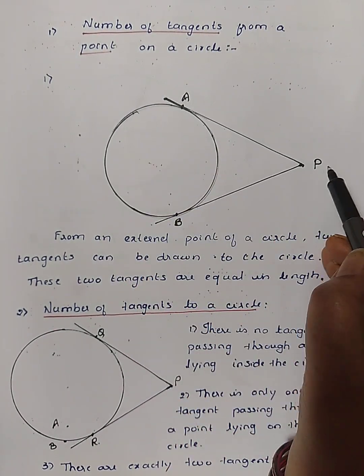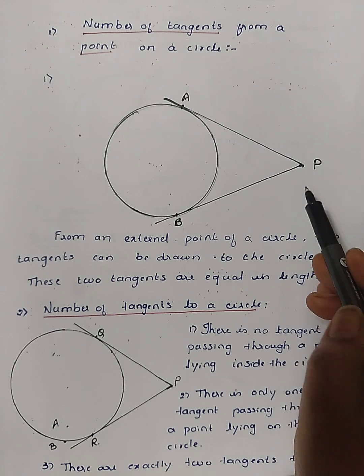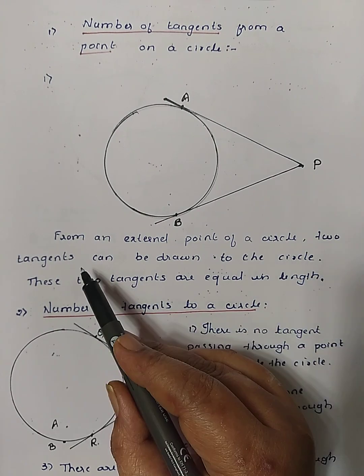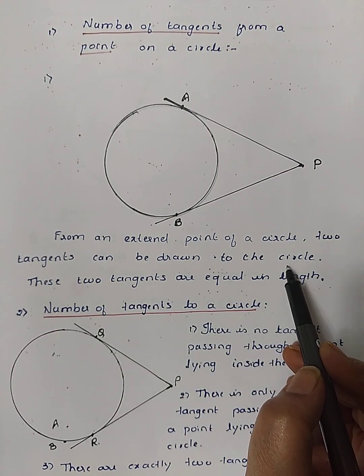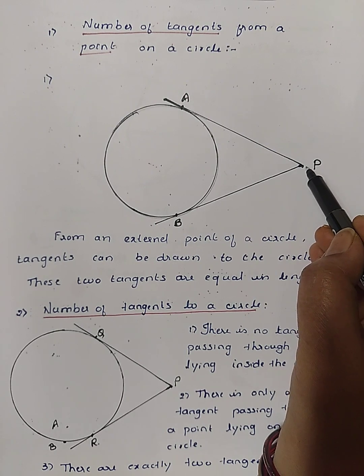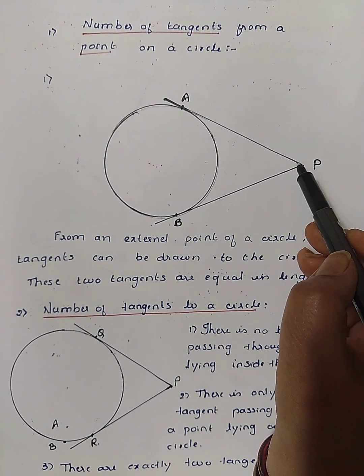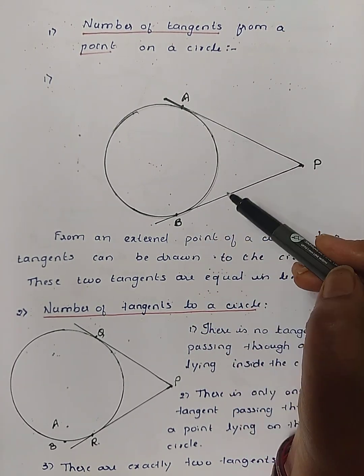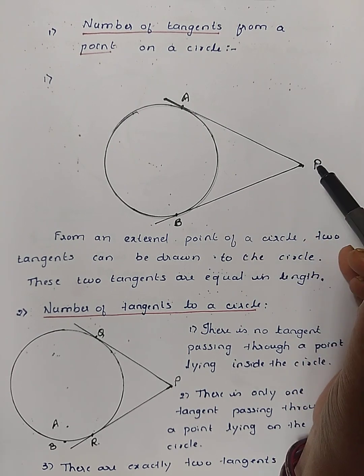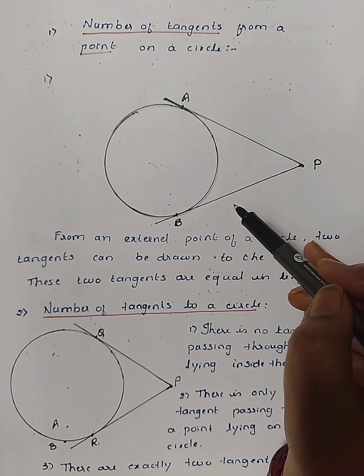This is a circle, P is an external point. From this point, two tangents can be drawn to the circle, one is PB and another is PA. Only two tangents can be drawn to the given circle from the given point.